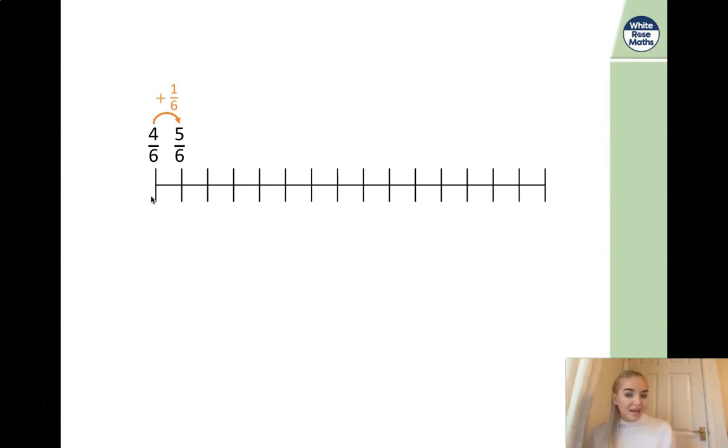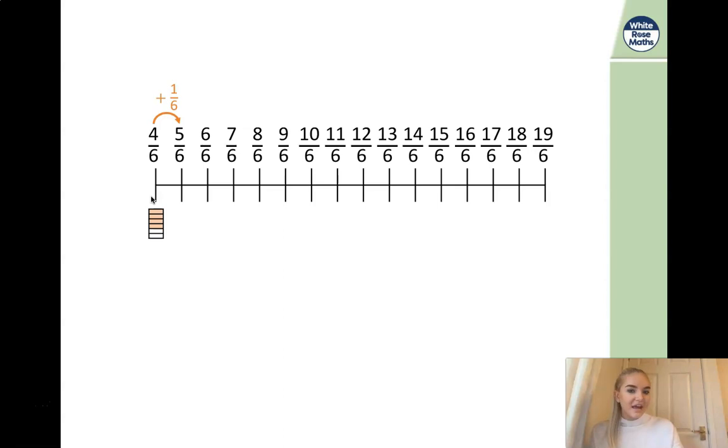So 5/6 add 1/6 would be 6/6. Add another 1/6 would be 7/6. 8/6, 9/6, and so on until you get to 19/6. Now, we know that some of these fractions are larger than 1 because we know that in this case 1 is our 6/6, isn't it? That is our whole. We need to know what the next fraction would be after our 1.